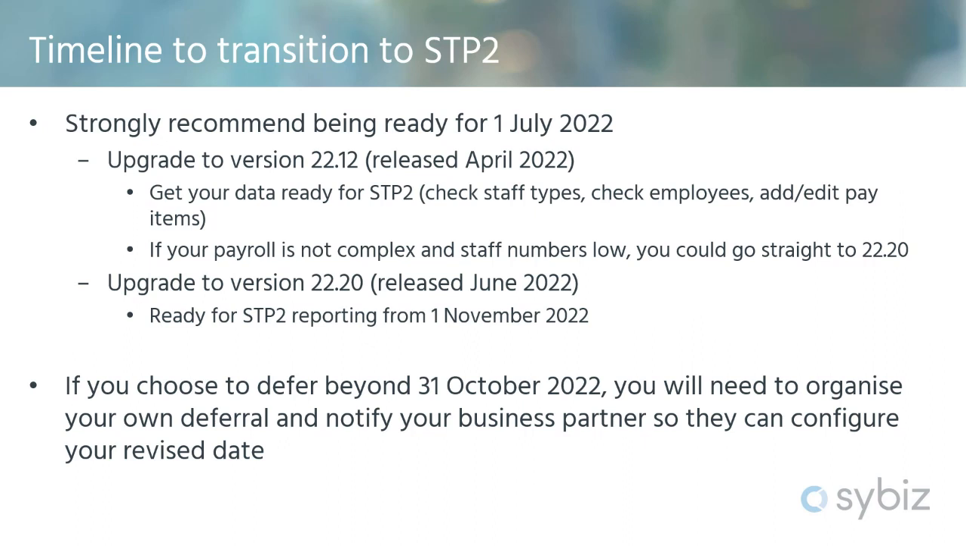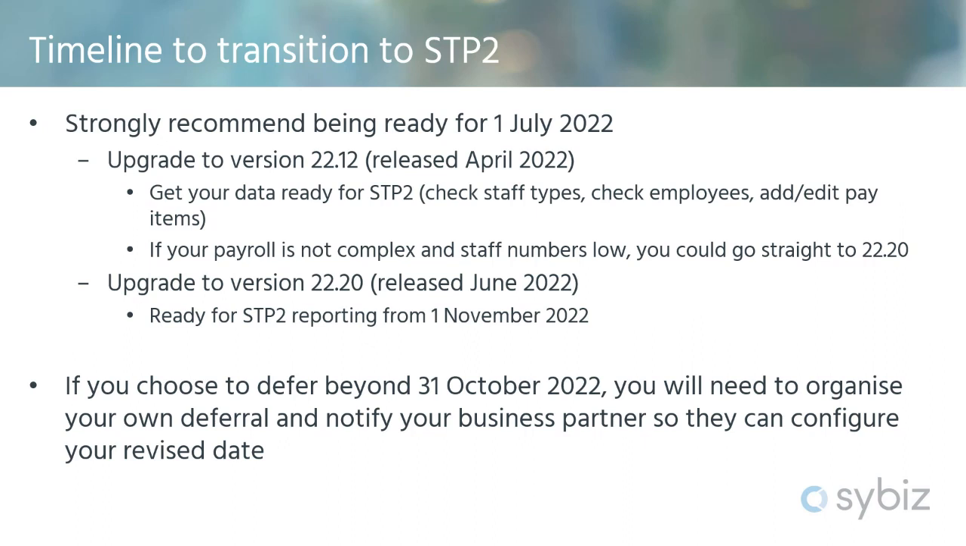Hopefully by now you've upgraded to version 22.12 that was released in April, and you've gone through and checked your staff types, checked your employees, you've added some new pay items, but you may have been sitting back waiting for 22.20 to come out, because if you don't have a lot of employees and your payroll's not overly complex, then yeah, there's no reason to sort of get on top of it back in April. You can jump onto 22.20 now, which was released this week, and it's all ready for the STP reporting from 1st of November, although we can tweak it to start from the 1st of July.